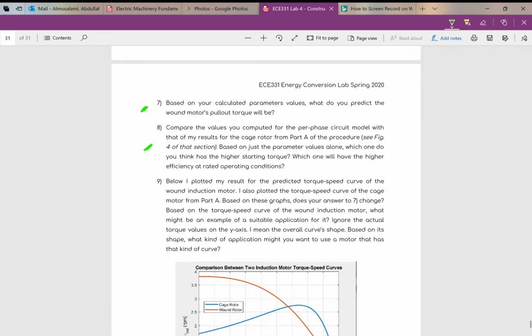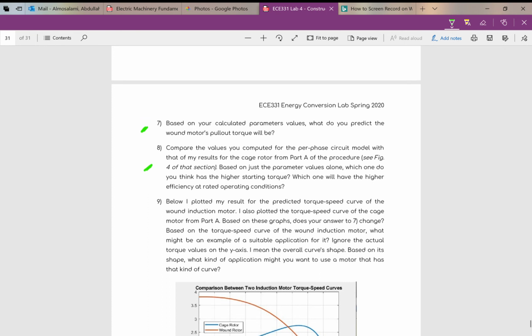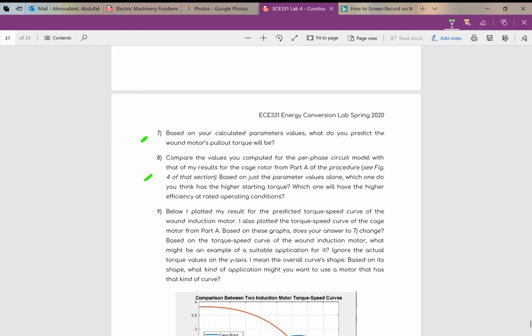Question number 8. Compare the values you computed to the cage rotor one. Based on just the parameter values alone, which one do you think has the higher start torque, and which one do you think is more efficient at operating conditions? Well, like I said, if you look at the equivalent circuit, you'll find that the R2 value for the wound rotor induction motor is going to be higher. If you have a higher R2 value, that means that your curve will be shifted to the left a little bit, which means you have a higher start torque. So the wound rotor induction motor will have a higher start torque because it has a higher R2 value.